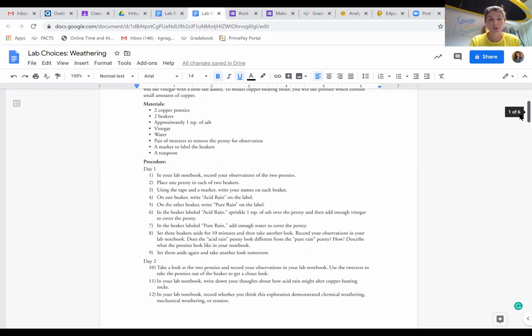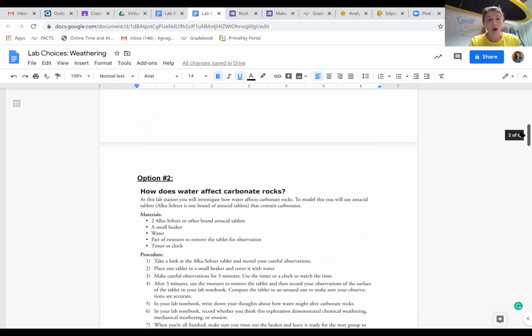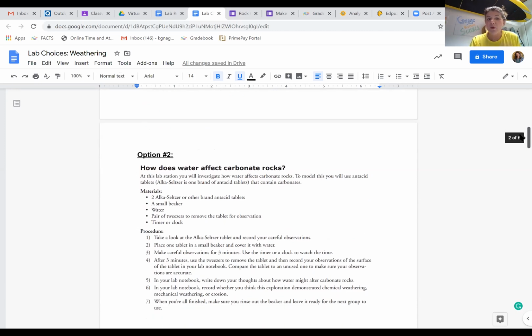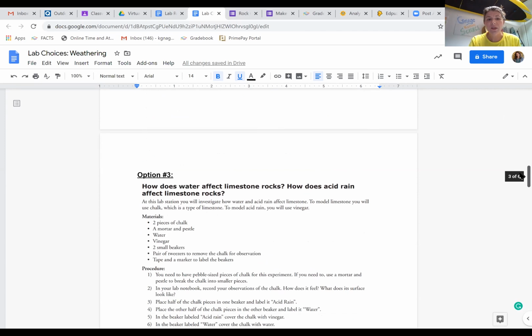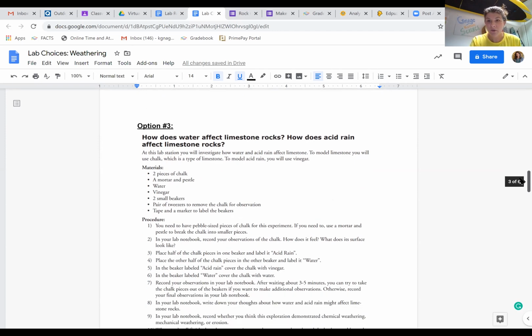Let's go to option 2. How does water affect carbonate rocks? If you have Alka-Seltzer tablets or antacid tablets, you can do this one at home. Option 3. How does acid rain affect limestone rocks? You're going to need chalk for this.